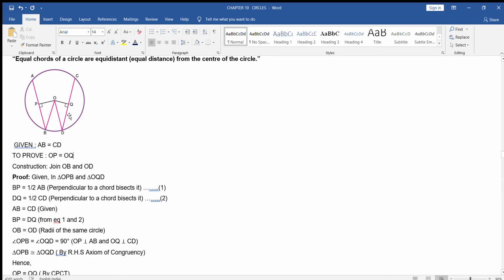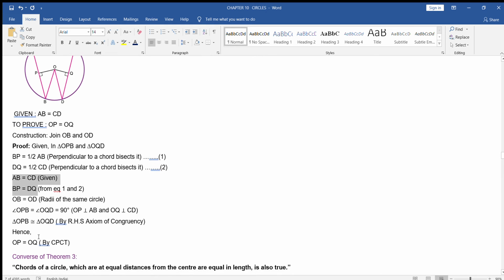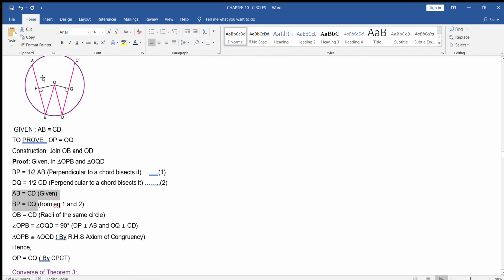Again, DQ is equal to half of CD, because the perpendicular from the center bisects the chord. Now, AB is equal to CD, it is given to us. If the whole is equal, then the half is also equal, so BP is equal to DQ. And OB and OD are the radii, so they are equal.